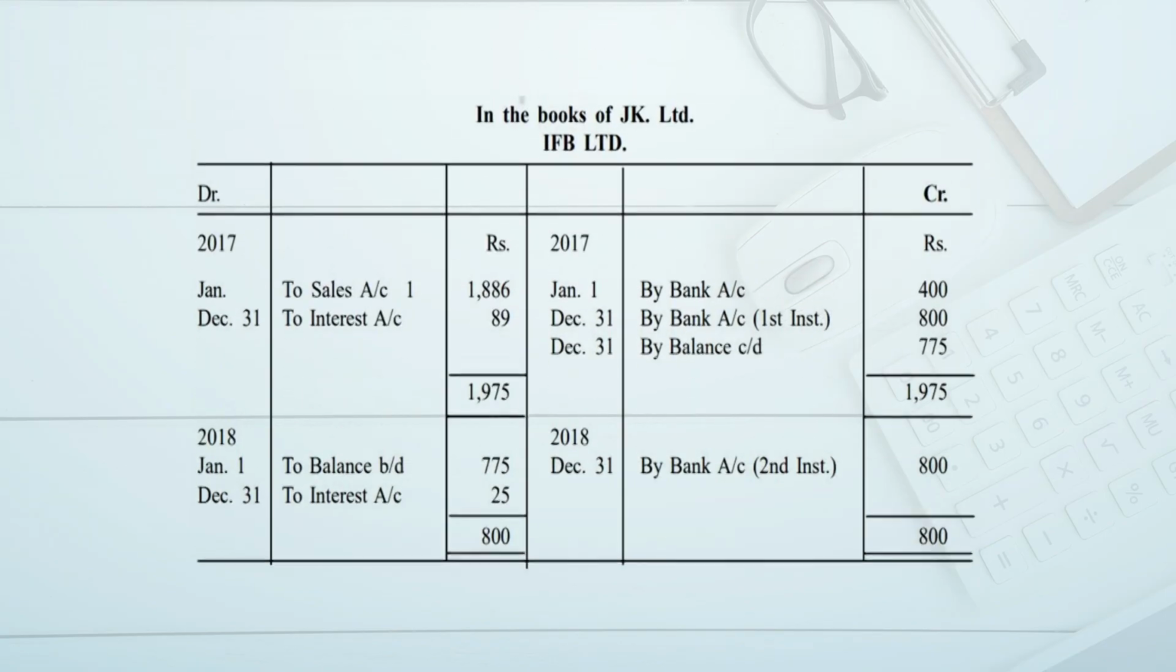So, in the books of JK Limited, IFB Limited. IFB is the hire purchaser and JK Limited is the hire vendor. So, we have to prepare the ledger account in the books of the hire vendor. It is very simple. Let us see how to prepare.